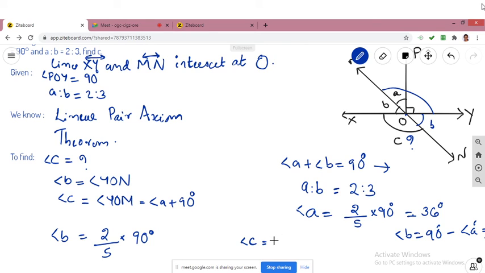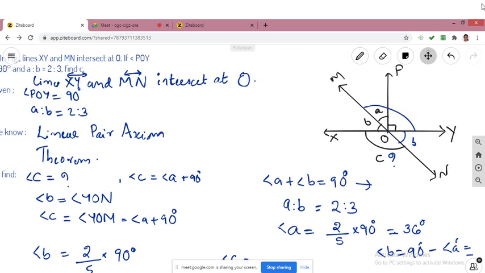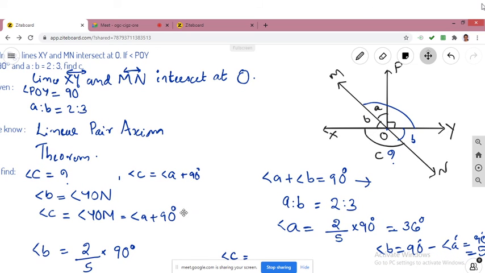Vertically opposite angles are equal. So angle C is equal to angle YOM, and angle YOM is nothing but angle A plus 90 degrees. So from that we got angle C to be angle A plus 90 degrees.